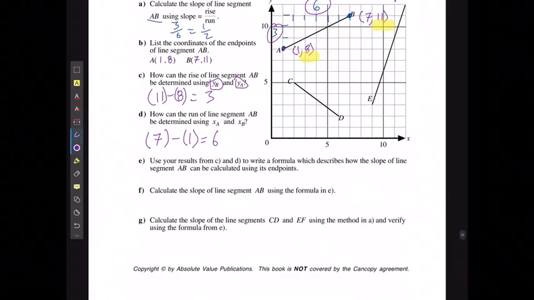If I'm using the results from C and D to write a formula which describes how the slope of line segment AB can be calculated using its endpoints, well, I'm going to say the slope is going to equal the y value at B minus the y value at A, divided by the x value at B minus the x value at A.